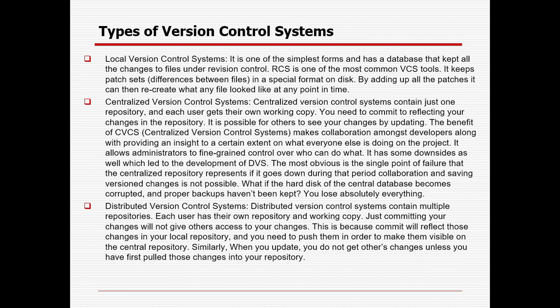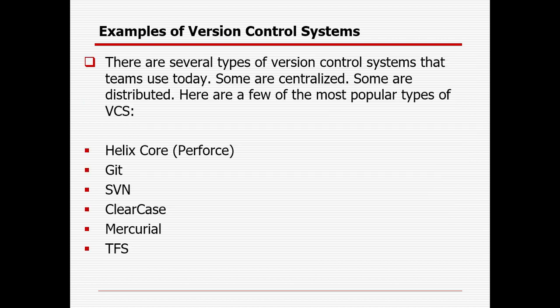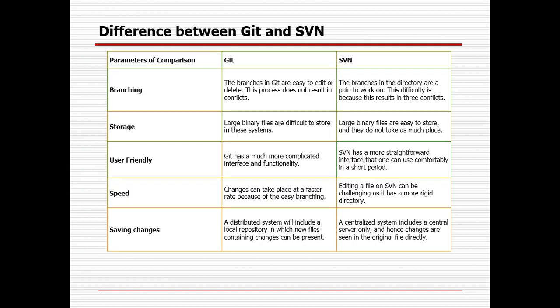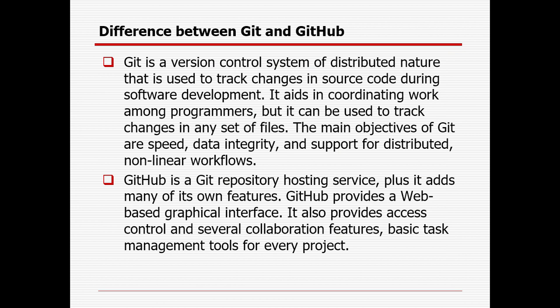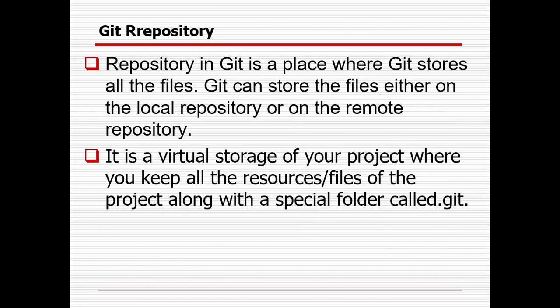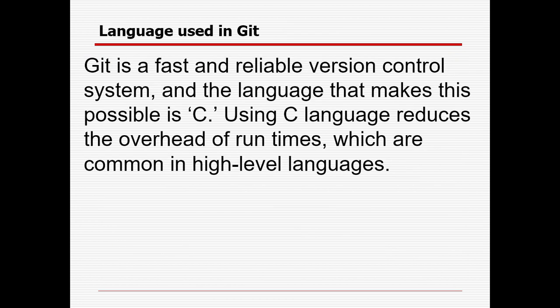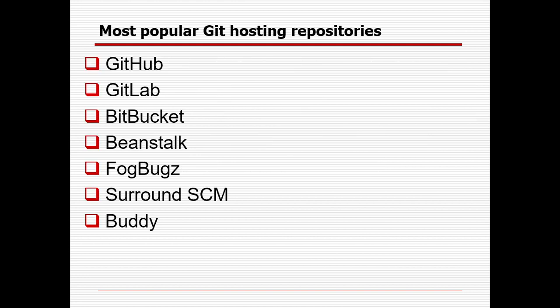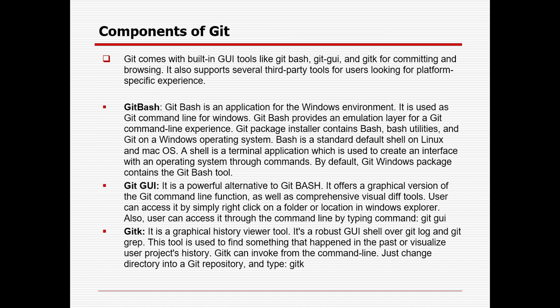What are the example version control systems? Git, SVN, ClearCase, Mercurial, TFS, Helix Core. And the difference between Git and SVN, and between Git and GitHub, and how you can install Git. What a Git repository is, and the language used, C. Most popular Git hosting repositories: GitHub, GitLab, Bitbucket, Buddy, Surround SCM and FogBugz. These are the components: Git Bash, Git GUI, Gitk, but Git Bash will be majorly used.